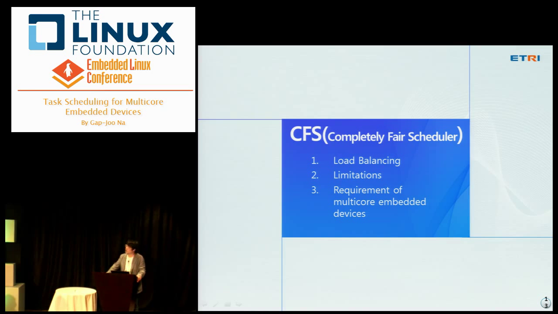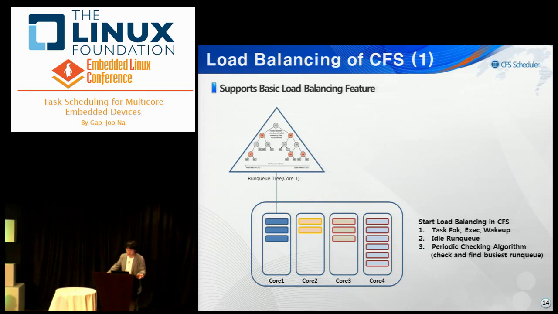Okay, to analyze CFS in the multi-core environment, first let's think about its load balancing mechanism. This slide shows the load balancing of CFS. As you can see, in CFS, every core has a run queue, which is a red-black tree. And when one of these conditions is satisfied, load balancing is started. Let's check the load balancing start conditions. First condition is when a task forks, execs, or wakes up. I think it's a fair condition. And second is when a run queue becomes empty and idle. So it's also fair.